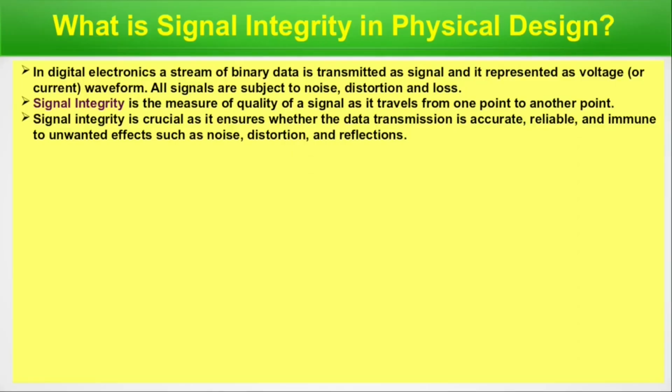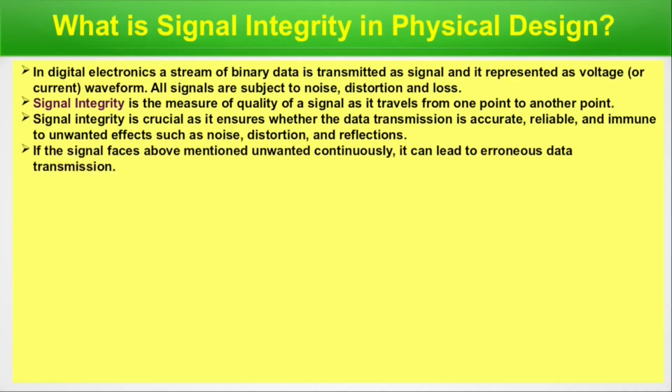We must ensure how reliably the data is transmitted. Suppose due to the impact of noise or distortion, the value gets decreased. If a state 1 is getting transmitted and then value degradation happens and it becomes below a certain level, after that it will not be considered state 1, it will become state 0. So it's very important to analyze signal integrity issues to ensure the quality of transmitted data. If the signal faces the above mentioned unwanted effects continuously, it can lead to erroneous data transmission, and it doesn't remain in the same state as we are transmitting.